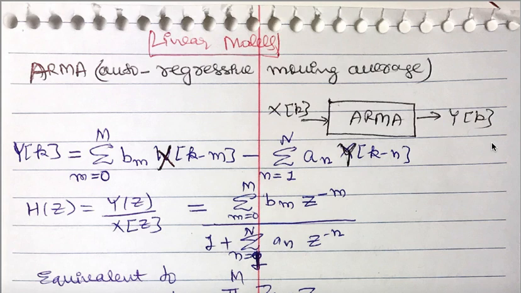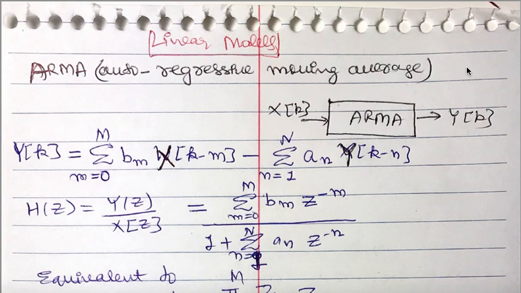These models are like a black box doing a lot of processing. Here we have our input x[k], where k is the discrete time index, and the model processes it and gives the output y[k]. So y[k] is the output at the kth time, and it depends on the past input as well as the present input value and all the past output values. That is why it is called auto-regressive moving average.